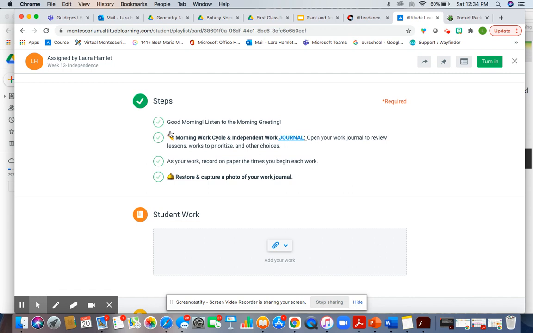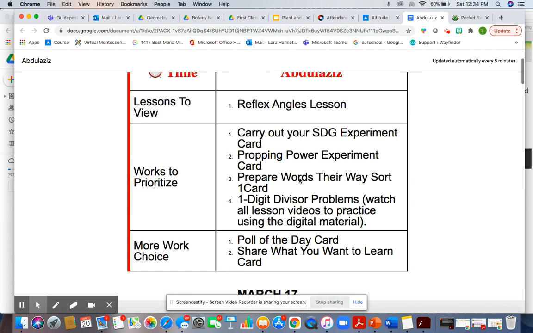Moving down into your steps, you'll see that there is a morning work cycle and independent work journal. This journal just outlines for you the works that are prepared for you and which ones might be best to prioritize in your day. Let's open your work journal and see what we have happening for March 21st.